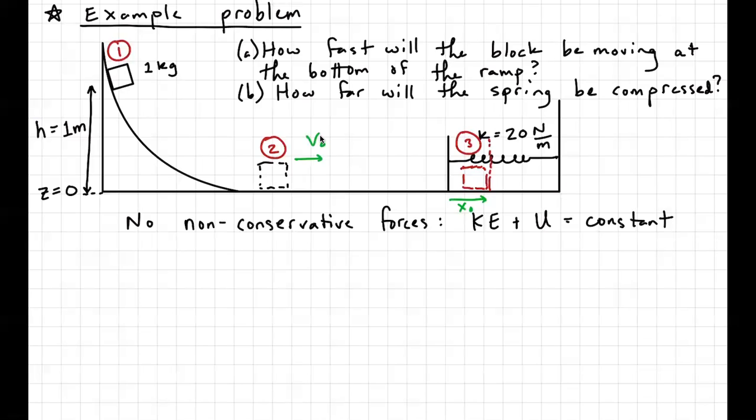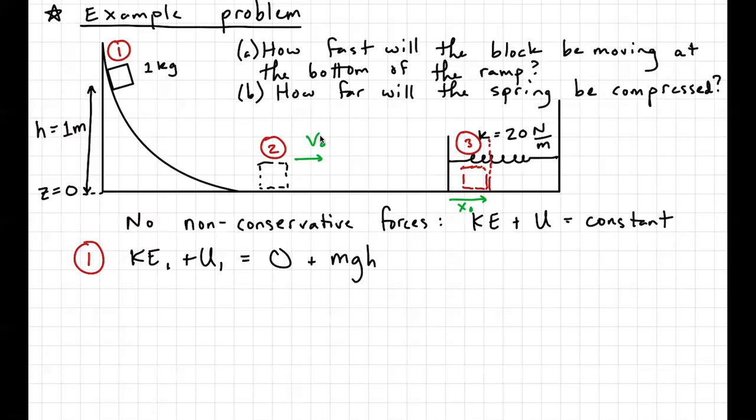Okay, and what we can say is that at spots 1, 2, and 3, the total mechanical energy will be the same value. But as it turns out, we know what the mechanical energy is at the top. So at spot 1, we can write down the kinetic energy at that spot plus the potential energy at that spot. All right, so the kinetic energy at that spot is just 0. We're releasing this block from rest. The potential energy at that spot is mgh.